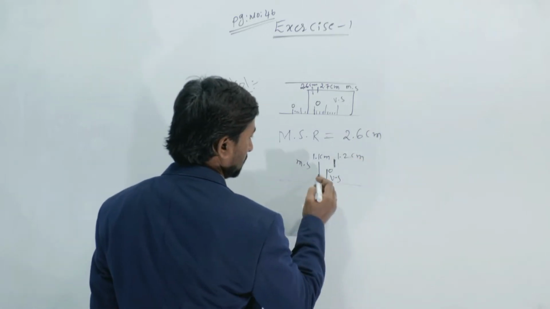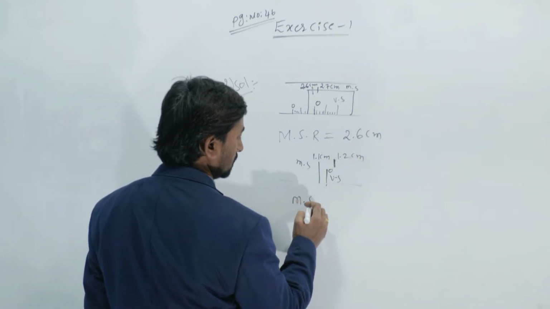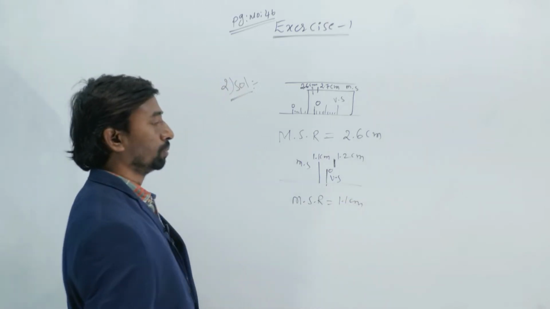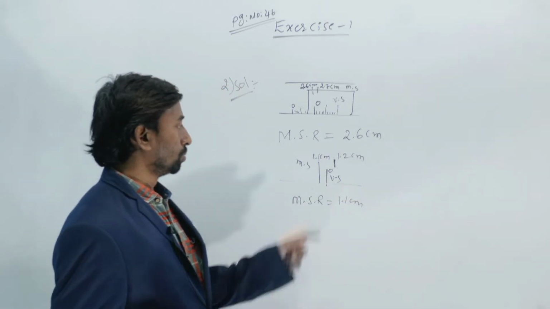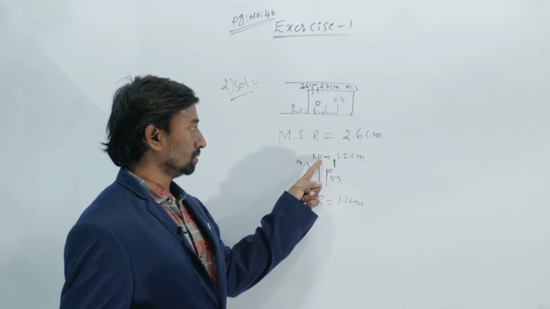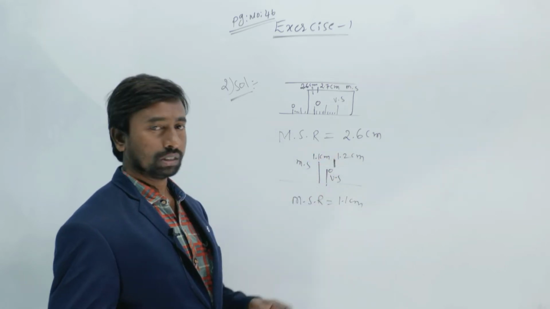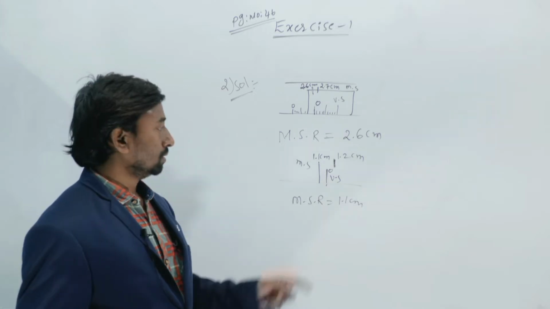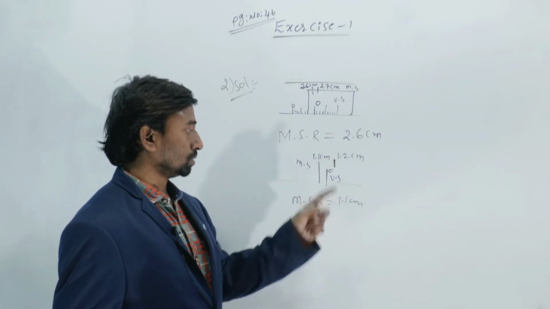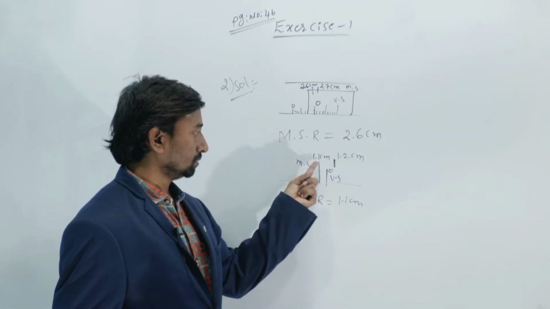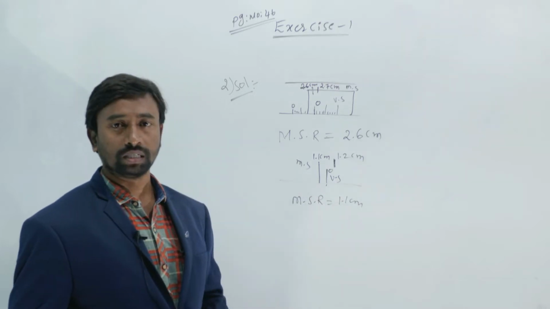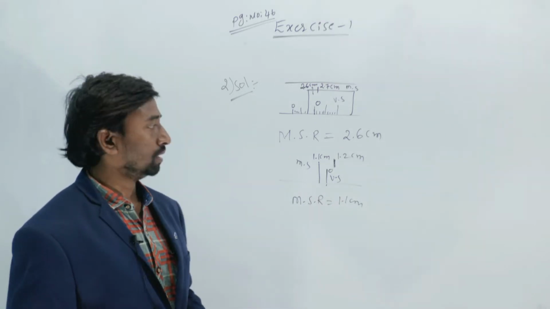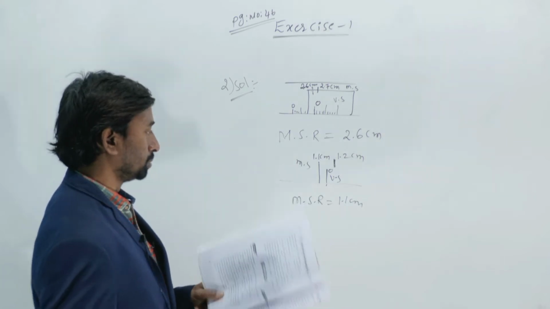And here it is 1.2 centimeters. So now we should take the MSR value. MSR is equal to 1.1 centimeter only, 0.1 centimeter, next division, then 0.2 centimeters. So we should take 1.1 centimeter and 1.2 centimeters, so here we take 1.1 centimeters. Okay, so now the correct option is option A.